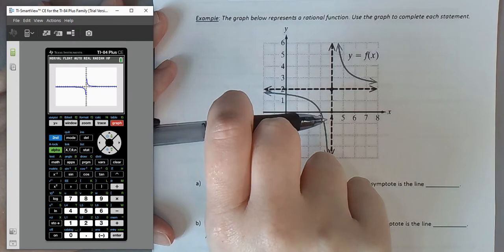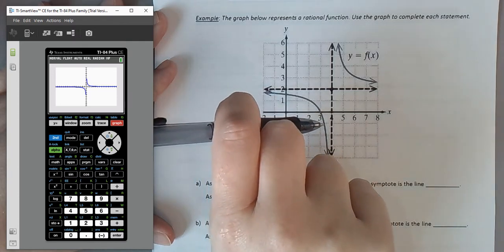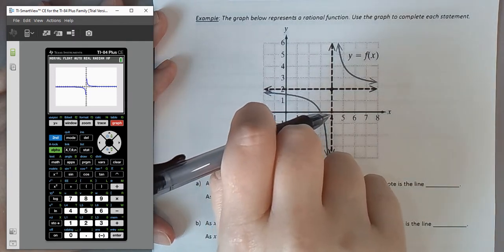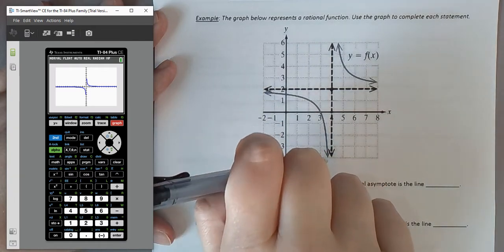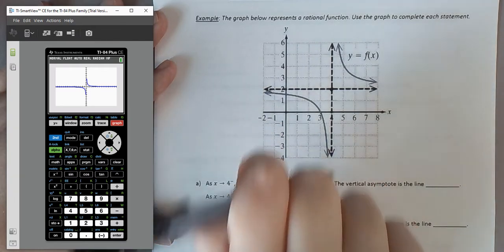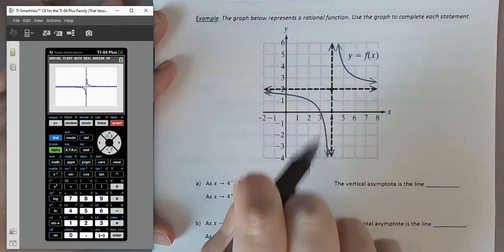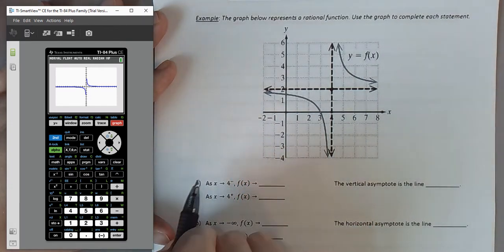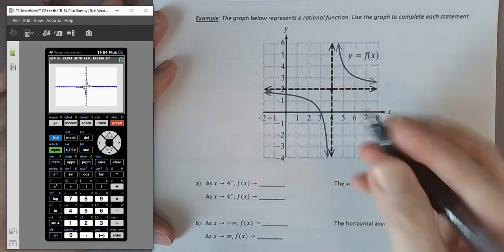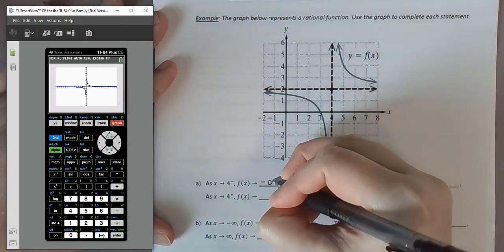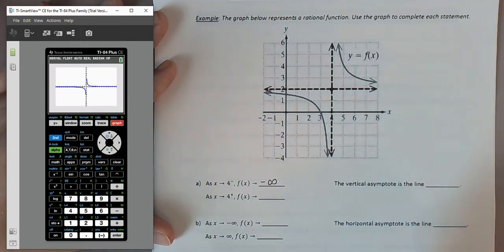What's happening to the y values as we get really, really close to 4? Well, as we get really, really close to 4, f of x, aka y, is dropping all the way down to negative infinity. The y values are getting really big, but in the negative direction. So as x approaches 4 from the negative side, f of x is approaching negative infinity.